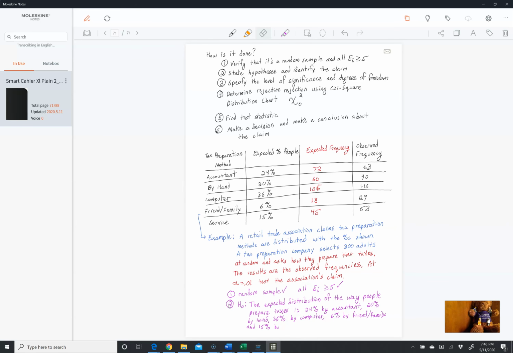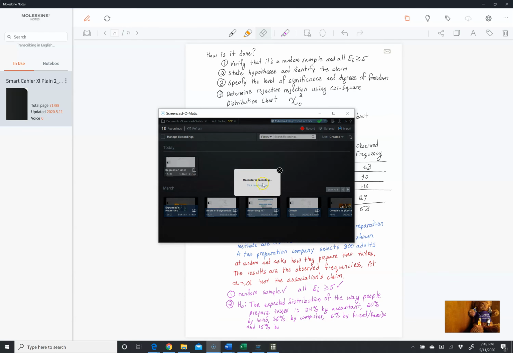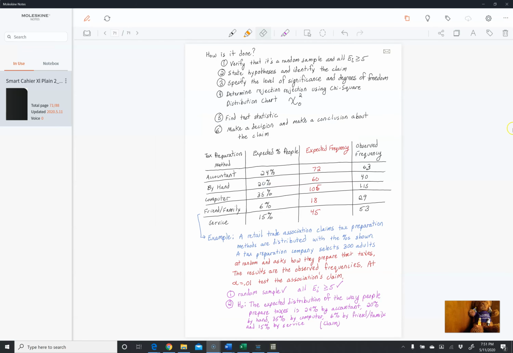This is your claim. That's the claim of, I don't know why it disappeared. Okay, so 6% by friend or family, 15% by service. This is your claim, okay?